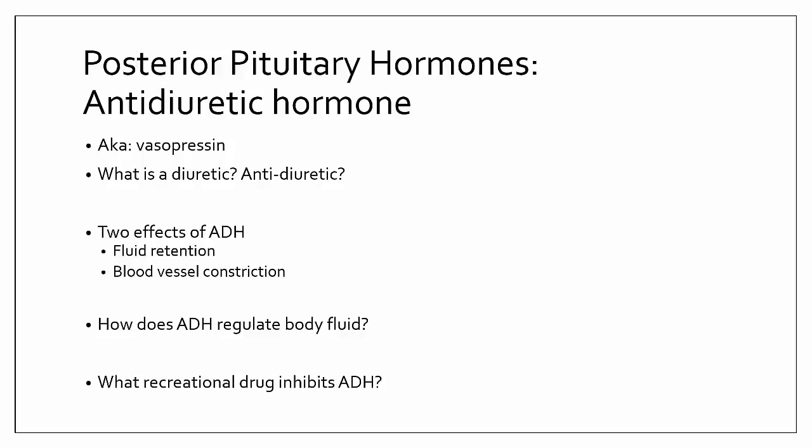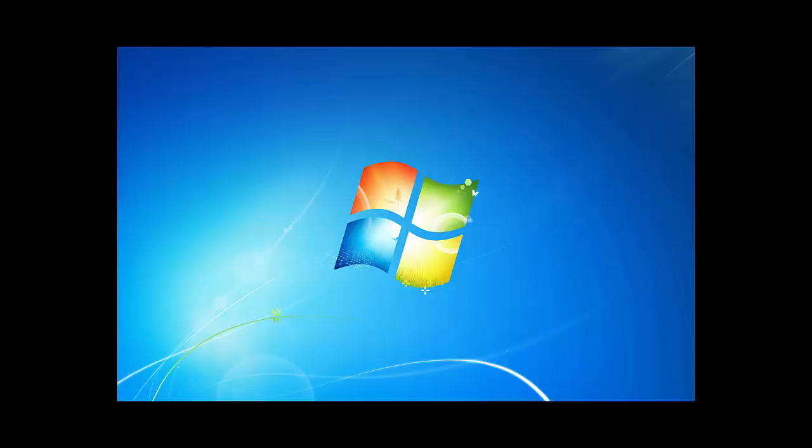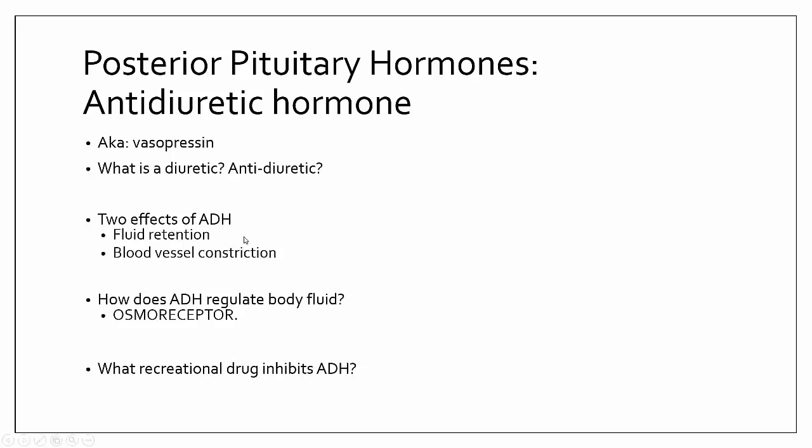ADH is regulated by a receptor in the hypothalamus called an osmoreceptor. Okay? So an osmoreceptor, let me get this back up. All right, so I added the word. An osmoreceptor is a receptor that senses changes in osmotic pressure.